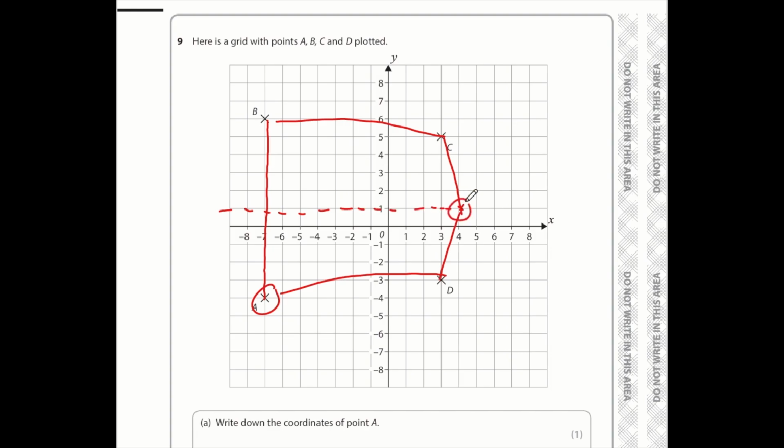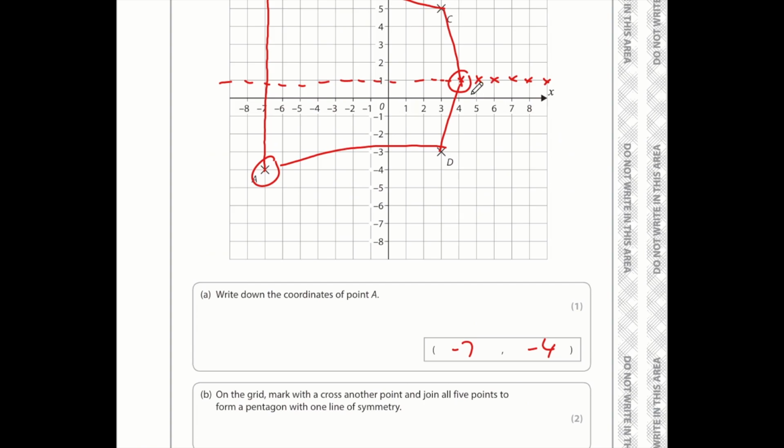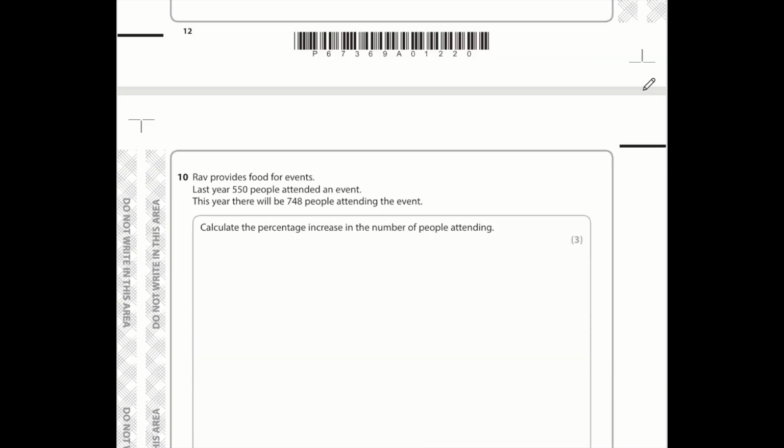So that coordinate would work, 4, 1. In fact, so would 5, 1, 6, 1, 7, 1, 8, 1, and also 9, 1. Anything 1 from 4 to 9 would work here. So I'm just going to put here, there we go. So we just need to mark with a cross. So there we go, that's all we need to do. Mark a cross here, or here, or here, and we are done.